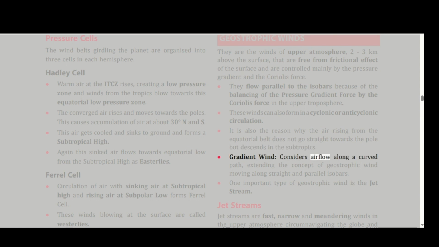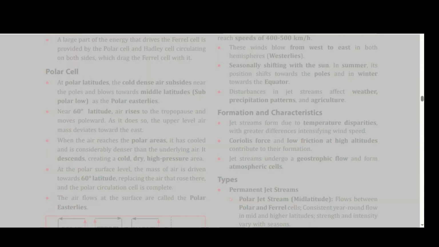Gradient wind considers airflow along a curved path, extending the concept of geostrophic wind moving along straight and parallel isobars. One important type of geostrophic wind is the jet stream. Jet streams are fast, narrow and meandering winds in the upper atmosphere, circumnavigating the globe and reaching speeds of 400 to 500 km per hour. These winds blow from west to east in both hemispheres, westerlies. Seasonally shifting with the sun, in summer their position shifts towards the poles and in winter towards the equator. Disturbances in jet streams affect weather, precipitation patterns, and agriculture.